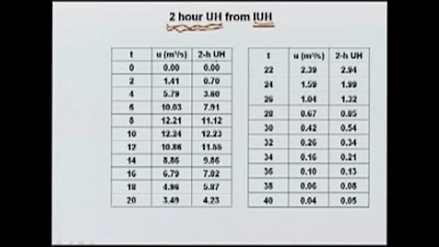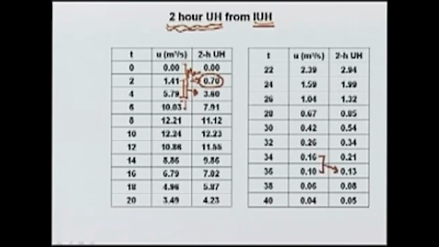Then if we want the 2-hour unit hydrograph, the value 0.7 here is the average of these two, the mean of 0 and 1.4 will give us 0.7. Similarly, the ordinate of the 2-hour unit hydrograph at 4 hours would be the mean of 1.4 and 5.8, and so on. So, all the ordinates can be obtained in such a way.